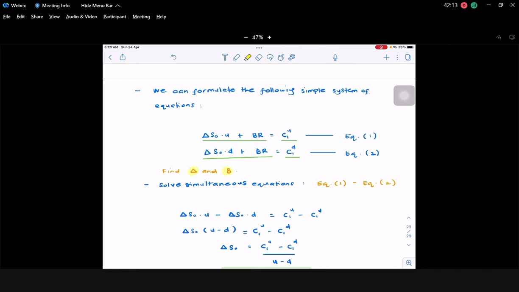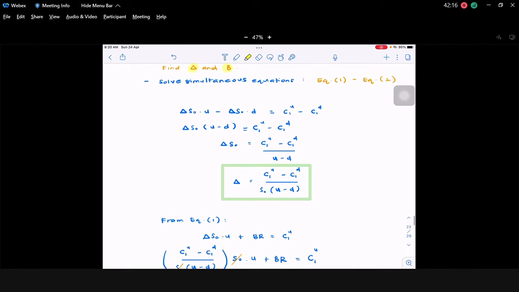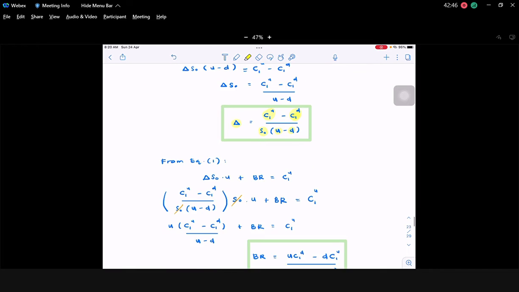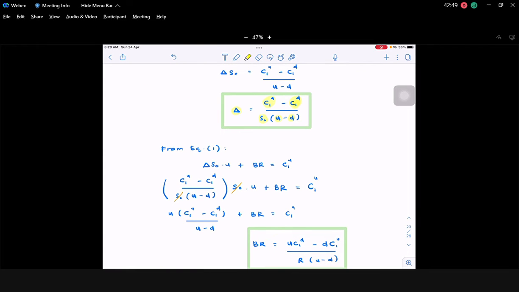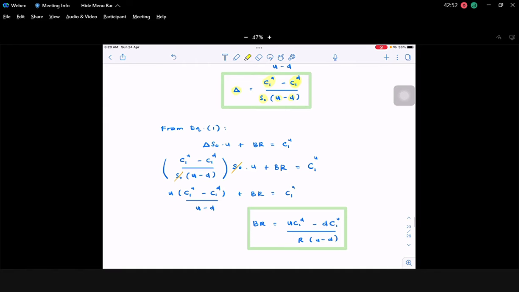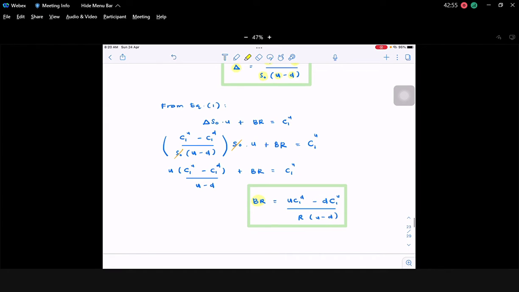Based on simultaneous equation, kita boleh tentukan delta ni number of shares sebagaimana formula berikut. Number of shares based on payoff untuk call option at upstate, subtract payoff untuk call option downstate, divided by current price of stock, then ratio U minus D. From this equation, kalau kita derive, awak tengok step by step, kita boleh dapatkan B.